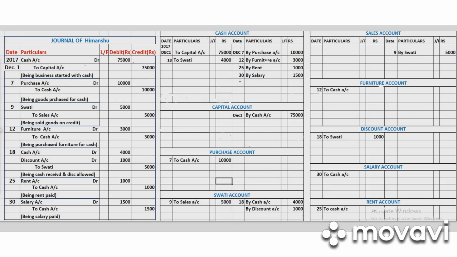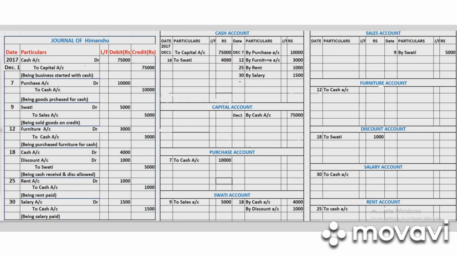Okay, so I will just show you how this account is totaled. Now see the cash account. In the cash account, what you have to do, you have to see both sides. Okay, the debit side as well as credit side total. See the amount column. So both the totals you have to take.